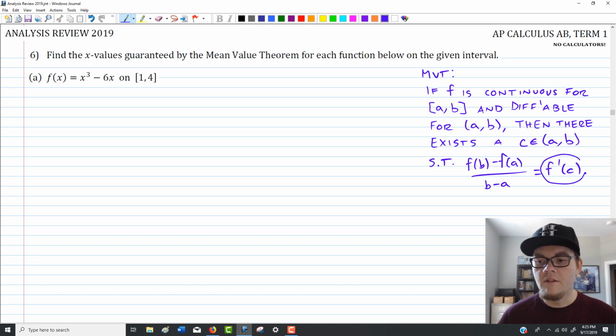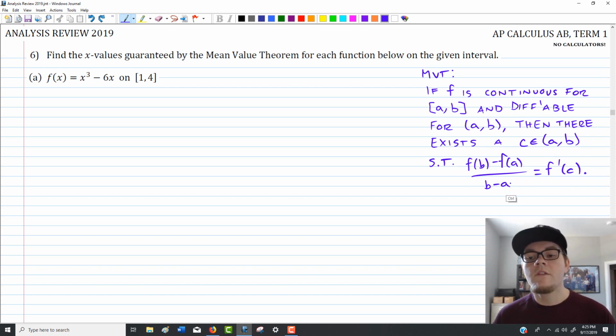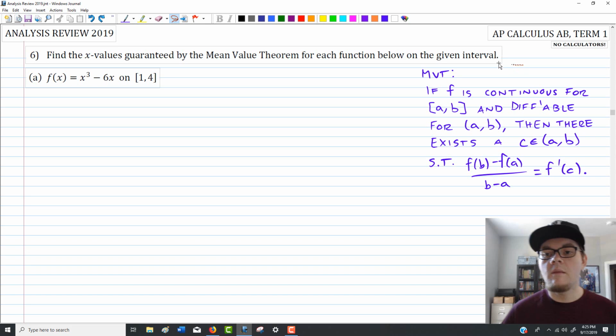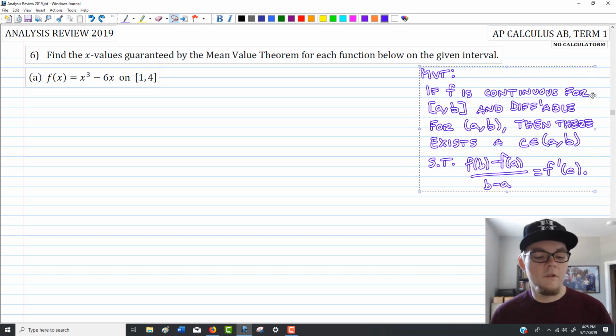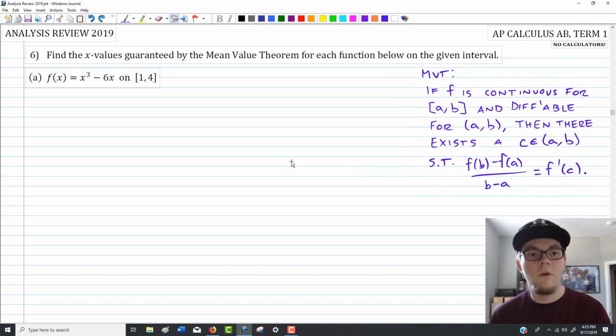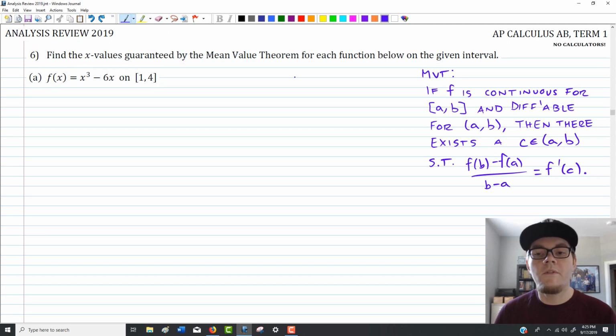So basically we're guaranteeing there's a place where the instantaneous rate of change, or the derivative, is equal to the average rate of change, or the slope of the secant line, on that interval. So there is the MVT, the mean value theorem. It's one that you do need to know the statement of, and that I will test you on, so be prepared for that.